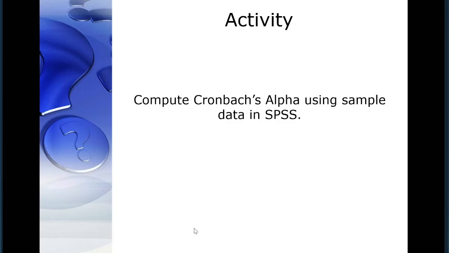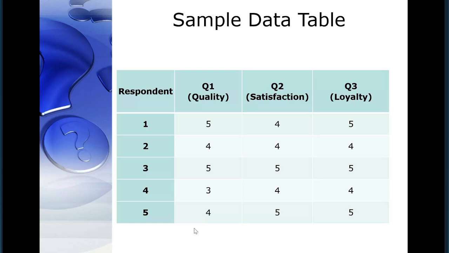Now, to explore this, you can perform an activity. You can compute Cronbach's alpha using sample data in SPSS. You can use data like this. Like we have taken respondents in column 1. First, construct quality and its related responses in column 2, satisfaction related column 3, loyalty related column 4. You can design as per your requirements.